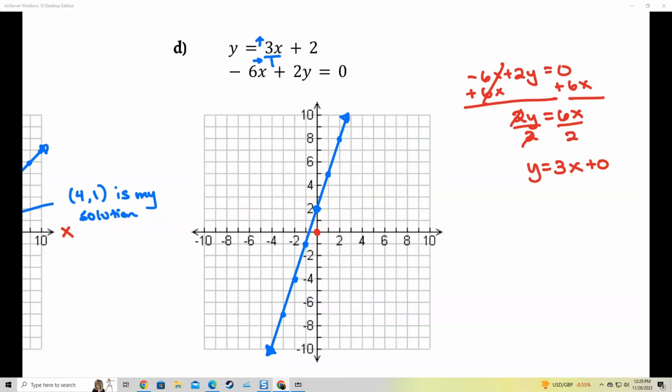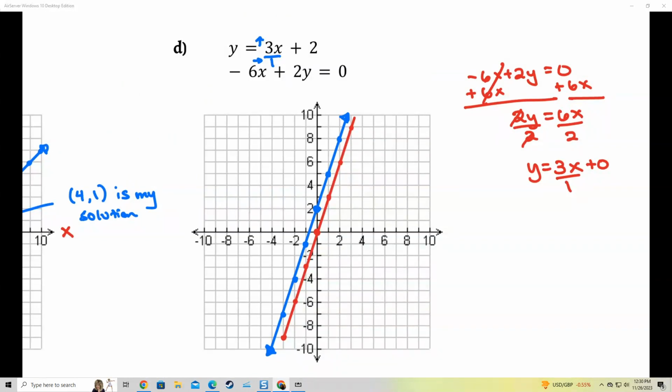And then since your slope is 3, we're going to make that 3 over 1, which is telling you you need to go up 3, right 1, put a dot, up 3, right 1, put a dot. Doing the exact same thing in the opposite direction, we're going to go down 3, left 1, put a dot, down 3, left 1, put a dot, and we're going to go ahead and connect this line.